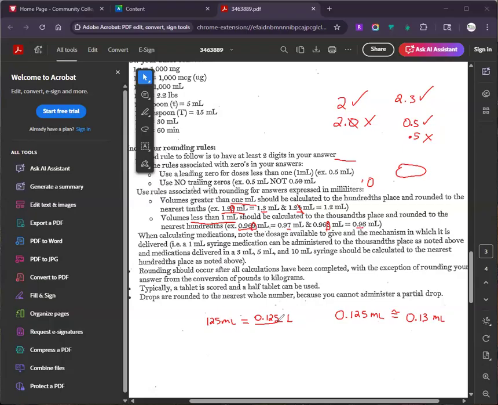All right. You won't need to worry about this for this semester. So you won't need to worry about drops. Okay. That'll be later on. But if you do see drops, like on your ATI, you can't give someone a partial drop. So it's always going to be rounded to the nearest whole number. Okay.